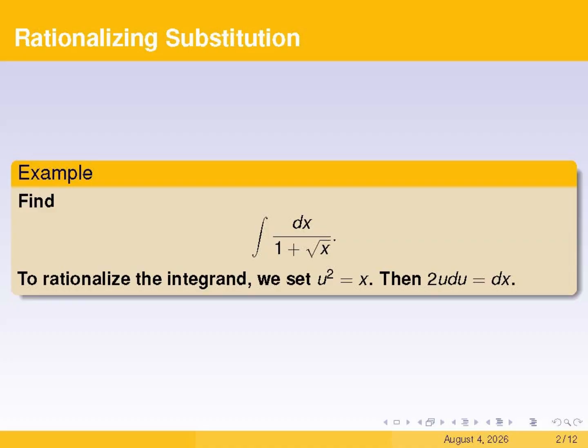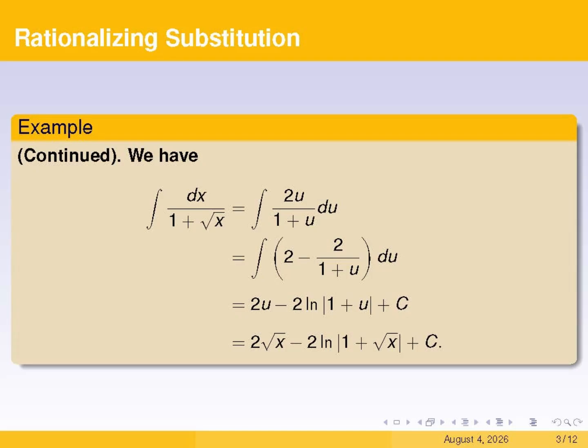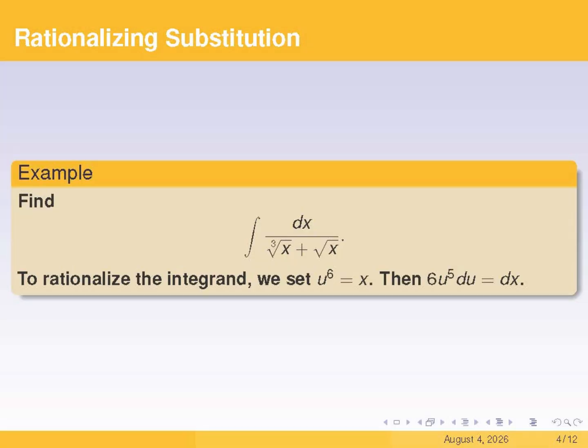To rationalize the integrand, we set u squared equals x. Differentiating both sides then yields 2u du equals dx. The second line on the screen shows the integral form after the variable substitution. The third line is merely simple algebraic manipulation to transform it into a simplified indefinite integral. The second to last line evaluates this indefinite integral, and the last line simply converts the variable u back into x.